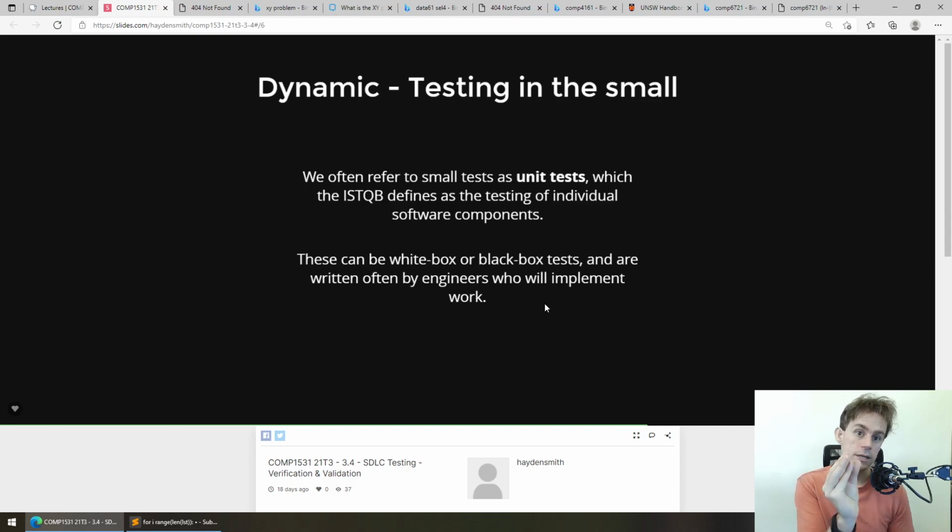But typically, unit tests, which are just testing a function, can either be white box tests, which means they break abstraction and are aware of implementation details, or black box, which means they don't break abstraction and aren't aware of implementation details. And it's often written by engineers who will implement the work, right? Pretty simple.